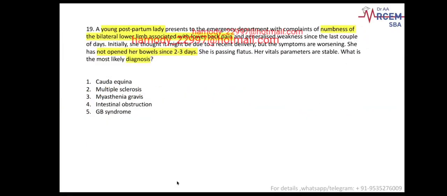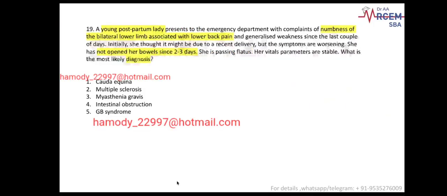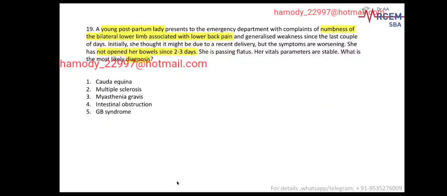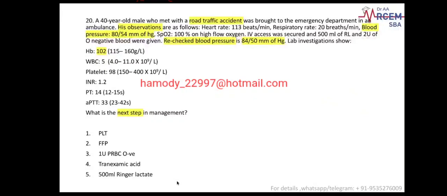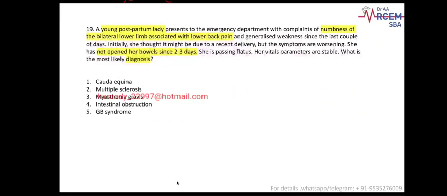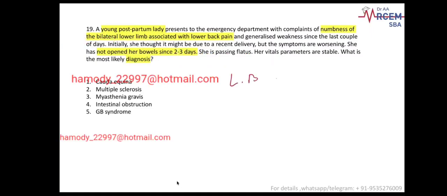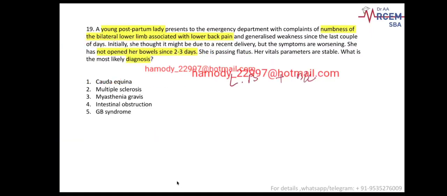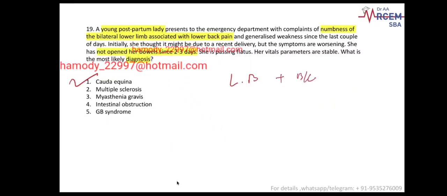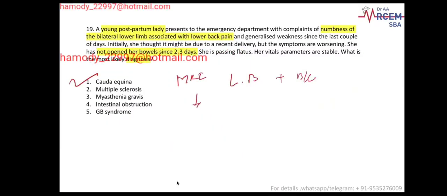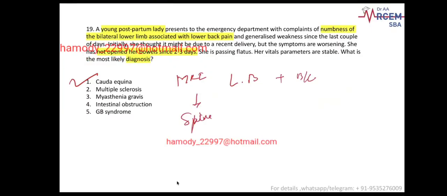Young postpartum lady with numbness of the bilateral lower limbs associated with lower back pain. Not opened her bowels for 2 to 3 days. What is the diagnosis they are asking? Pregnant or non-pregnant doesn't matter. Lower back pain plus bilateral neurological symptoms of the lower limbs is suggestive of cauda equina until and unless proven otherwise. So immediately get an MRI scan done, then involve the spine surgeon.